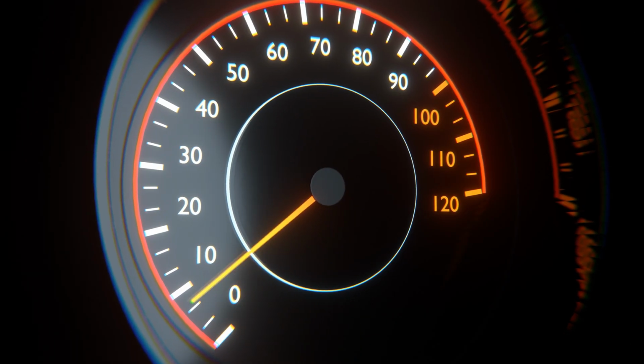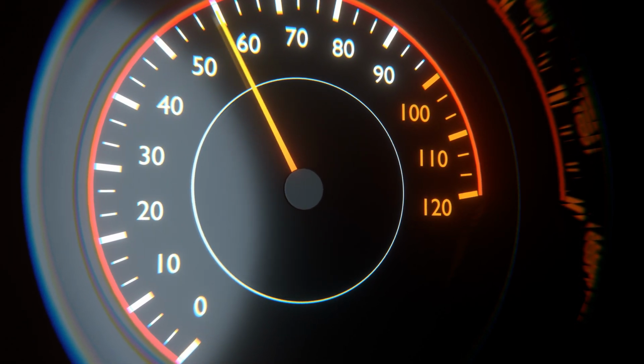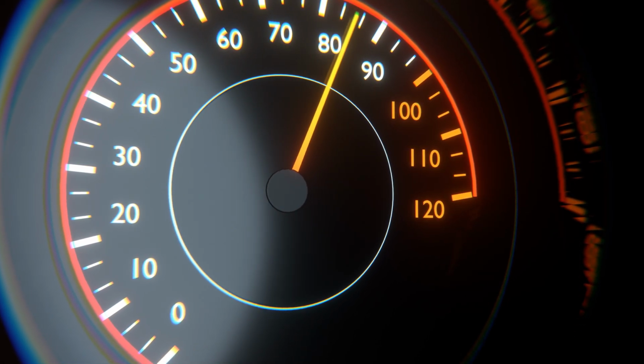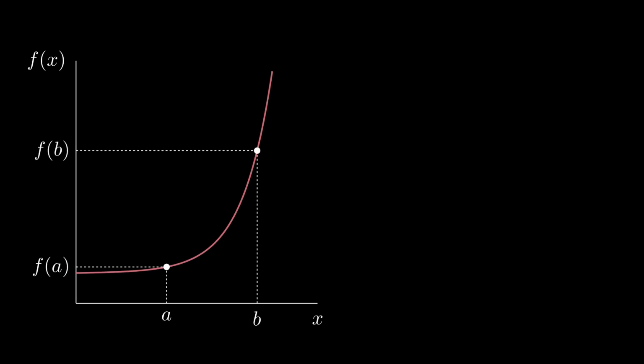For example, if I tell you that my speed is now 100 km per hour, that alone tells you nothing about my speed a second or 10 seconds later. It could be higher, lower, or exactly the same. So we definitely need a second point in order to capture how fast the function is changing.